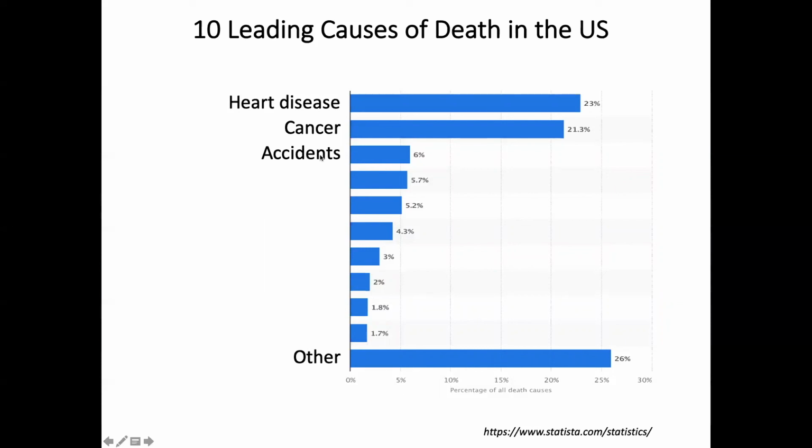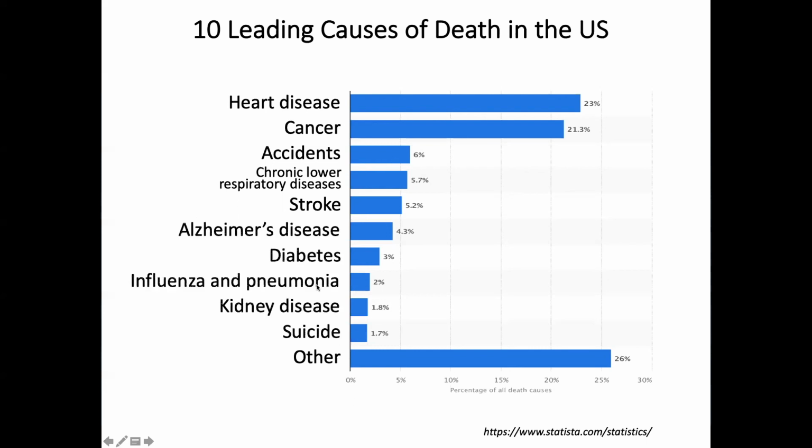The fourth is chronic lower respiratory disease, which includes chronic bronchitis, asthma, and pulmonary hypertension, those types of disease. And the fifth one is stroke. Stroke is a sudden interruption in the blood supply of the brain. And then the sixth to tenth causes are Alzheimer's disease, diabetes, flu and pneumonia, kidney disease, and even suicide can be listed as number 10.